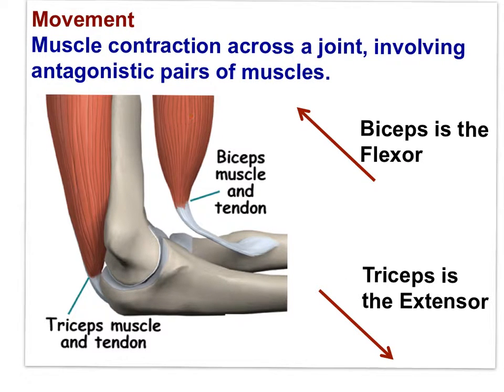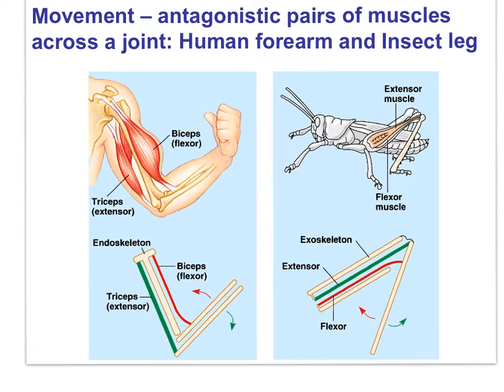The biceps is the flexor, bringing the forearm closer to the body. The triceps, inserted on the ulna below the elbow joint, contracts and pulls the forearm down. The triceps is the extensor. Here is a nice schematic image of the human forearm on the left. You can see how the biceps would contract to pull or flex the arm up.